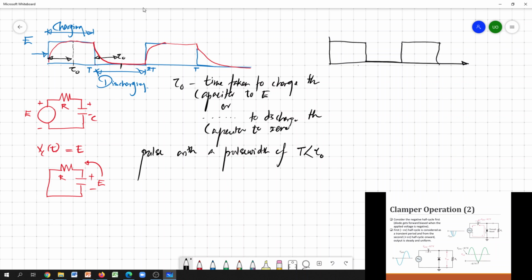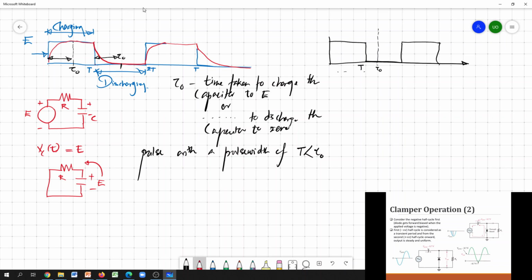So this is t. Let's assume this is tau. So then this tau naught is the time that the capacitor needs to charge its voltage from 0 to E. Now we apply a voltage only for a t value, t seconds, which is less than tau naught.